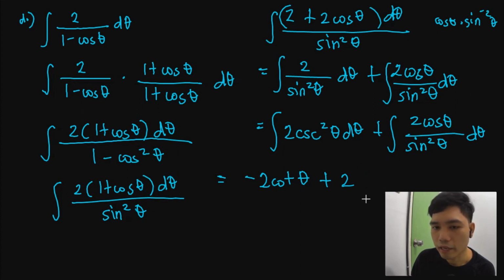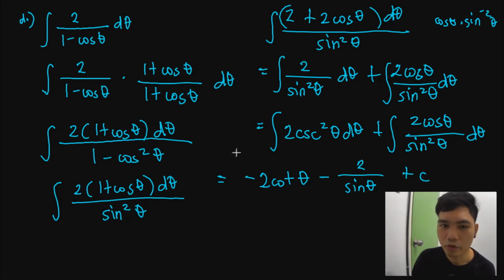actually lalagay ko siya sa ilalim kasi magmumukha siyang inverse sine. So magiging 2 divided by sine theta na lang to. And then of course, we have to incorporate the negative sign. So this should be something like negative 2 over sine theta plus c. Okay, so this is your answer.